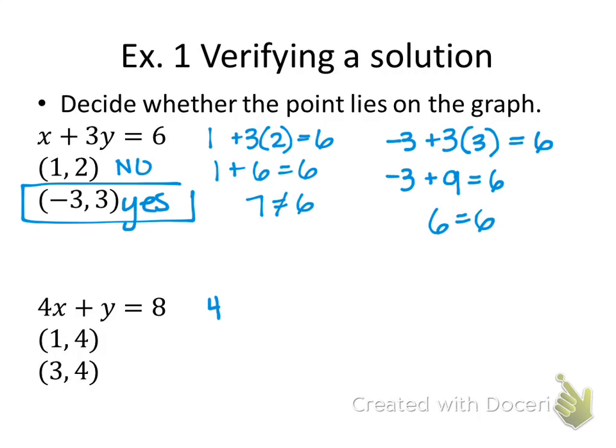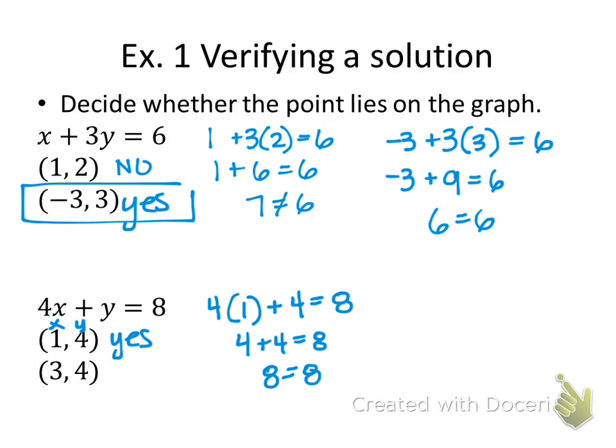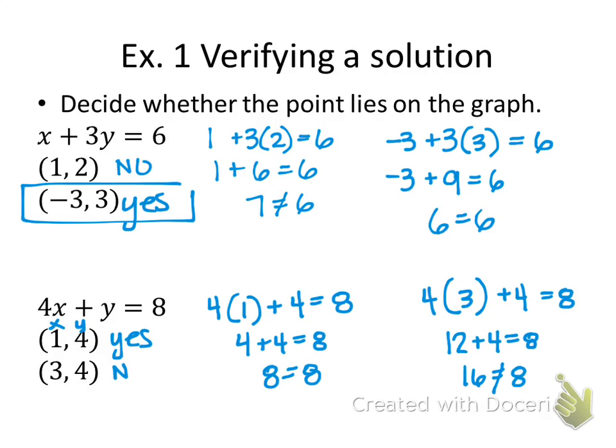I'm going to plug in 1 for my x and 4 for my y. So 4 times 1 plus 4 is equal to 8. 4 times 1 is 4, plus 4 is equal to 8. This is looking good so far. So we know that, yes, this ordered pair does fall on the line. Okay, let's try the next one. 4 times 3 goes in for x, and 4 goes in for y. And let's solve. 12 plus 4 is equal to 8. 16 is equal to 8. No. So this point does not fall on my line. This would be the only point that does.